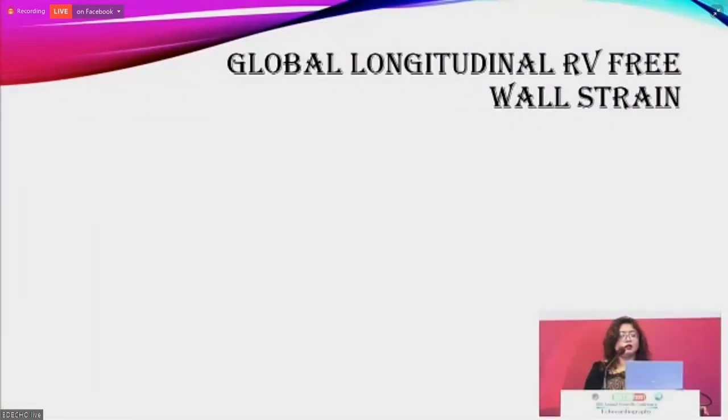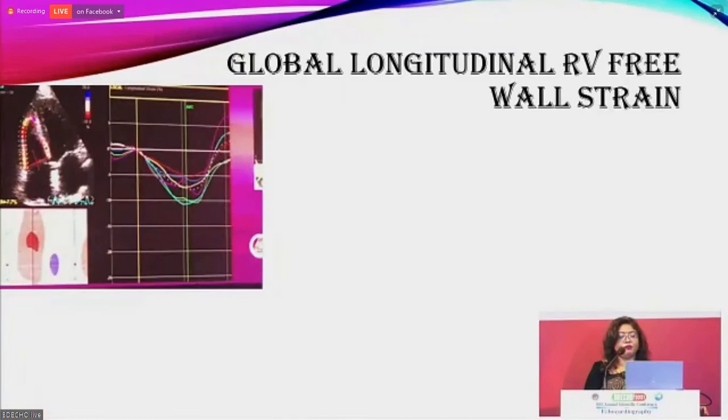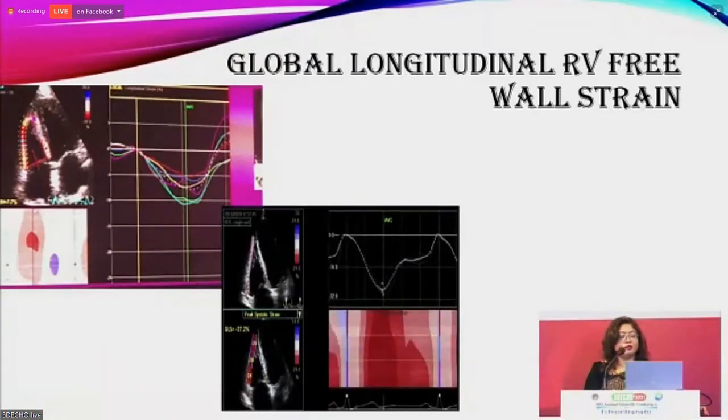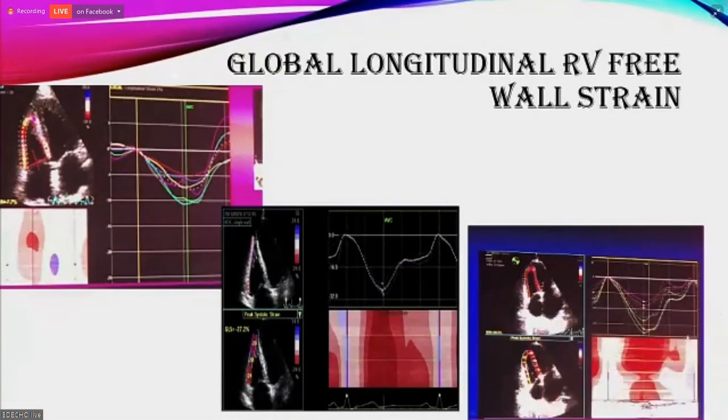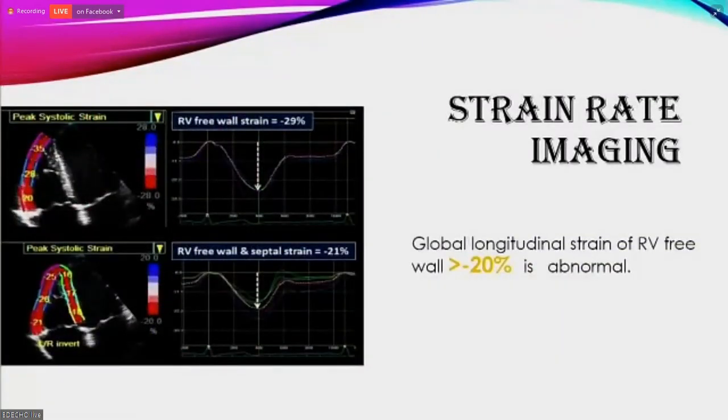Now comes the global longitudinal RV free wall strain, which has been nicely demonstrated by Rakesh Gupta sir. More than -20 is considered to be abnormal for global longitudinal strain of the RV free wall.